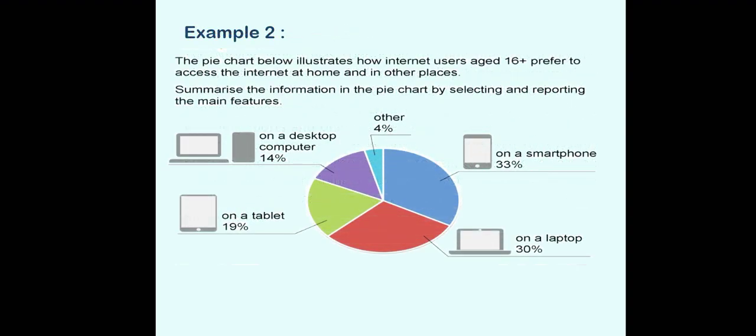Second example is given of a pie chart which illustrates where internet users aged 16 plus prefer to access the internet, at home or in other places. We need to summarize here the information in the pie chart by selecting and reporting the main features. This pie chart shows us that 33% of internet users aged 16 plus are on a smartphone. In the same way, 30% on a laptop, on a tablet, on a desktop computer, and 4% other ways.